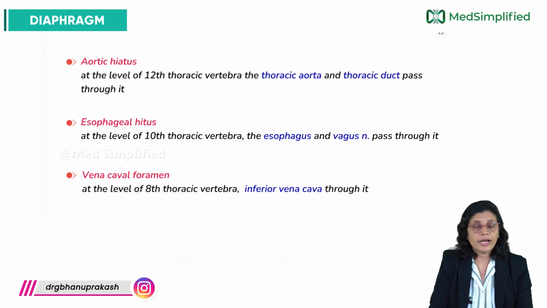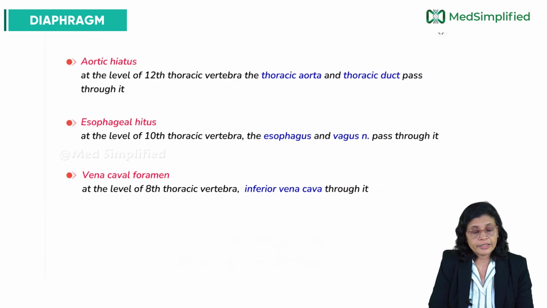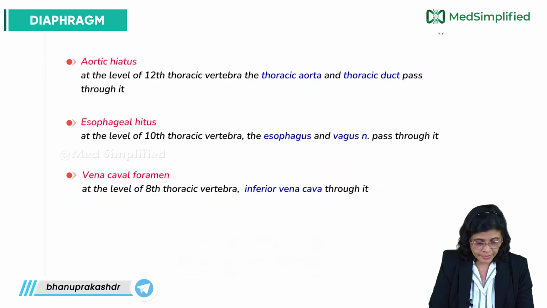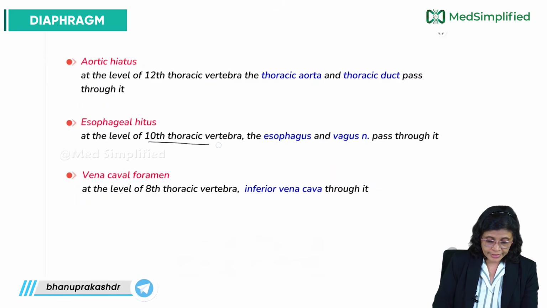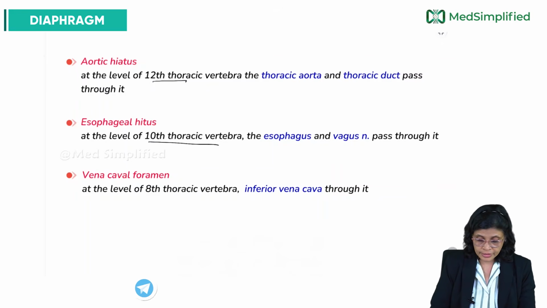So the aortic hiatus lies at the level of T12 vertebra, where the thoracic aorta will enter and continues as abdominal aorta. And at the same level, the thoracic duct from the abdominal cavity will enter the thoracic cavity. Then the esophageal hiatus lies at the level of T10, okay, where the esophagus and vagus nerve will pass.